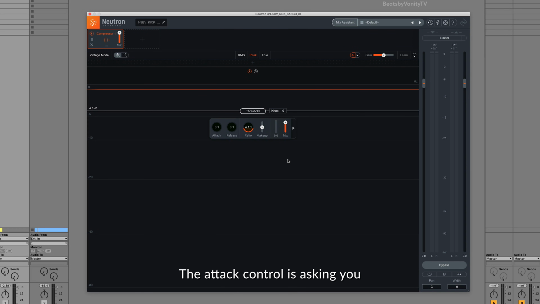The attack control is asking you, at what speed would you like the compressor to go from no compression to full compression? How should it react to the signal? Do you want it to be instant, compressing as soon as the sound crosses the threshold? Or do you want it to take its time, giving the transient of the signal some breathing room?